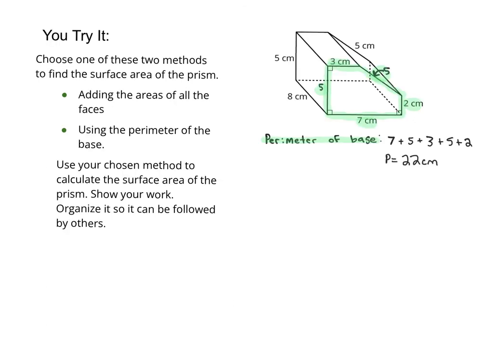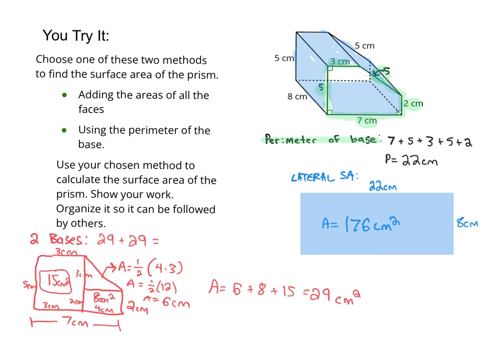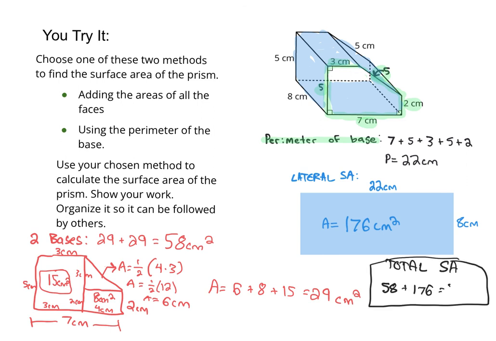So the perimeter of our base is 22 centimeters. And again, I got that by taking all of the dimensions of that base and just adding them together, which means that the lateral surface area is 176 square centimeters. Next, we'll find the area of the base. So the area of both bases together is 58 cm squared. So then our total surface area is 234 square centimeters.